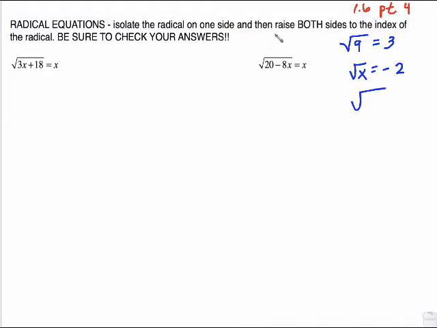The solving says raise both sides to the index of the radical, and the reason is this. This is a square root. To undo square root, we need to do the opposite, which is square, and we need to square both sides. The square root of 3x plus 18 squared is just 3x plus 18, because the squared and the square root are opposites of each other, and they cancel out. And then we have x squared over on this side.